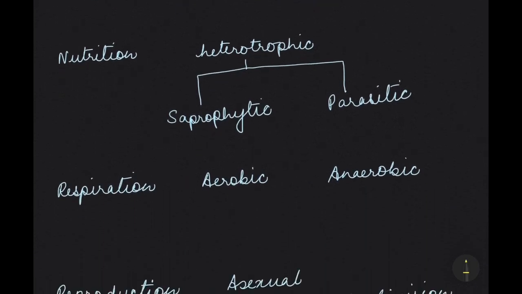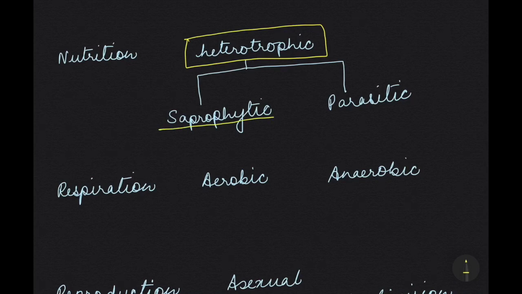Okay, now bacteria. Maximum bacteria have no chlorophyll, so they cannot make their own food. So they depend on food from different sources. When they depend on food from different sources, it is known as heterotrophic nutrition. Okay, so there are two types of bacteria.